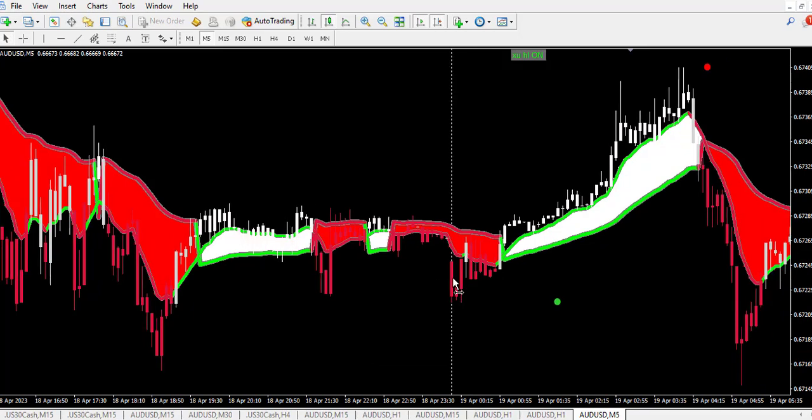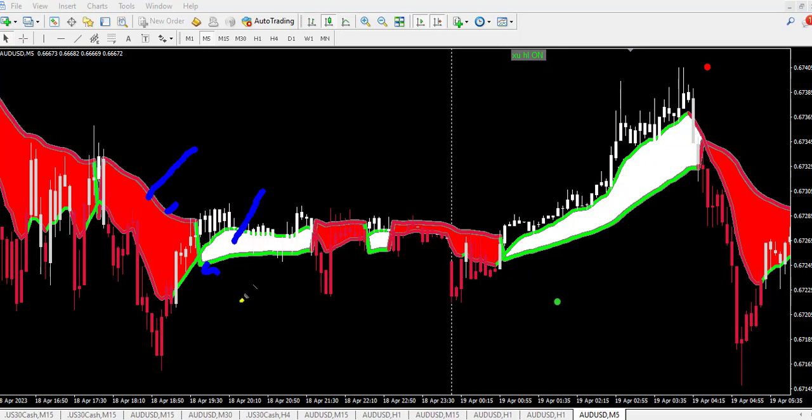The first indicator here turns red and lime green. This other indicator turns from red to white here, and then we have this lime color and the crimson color.